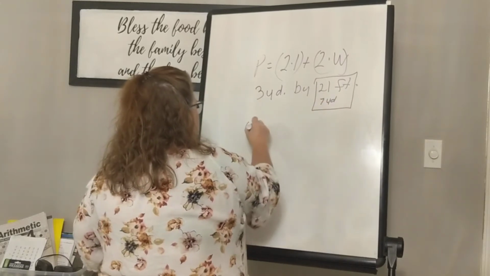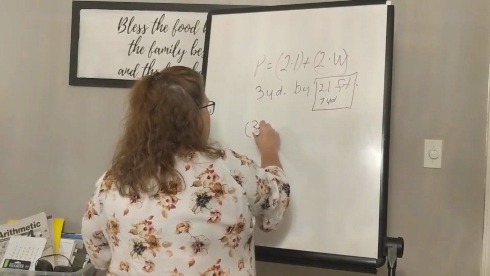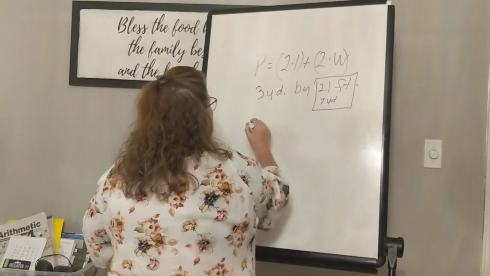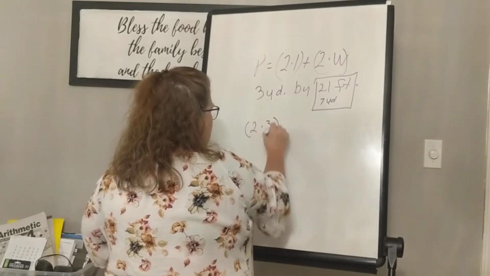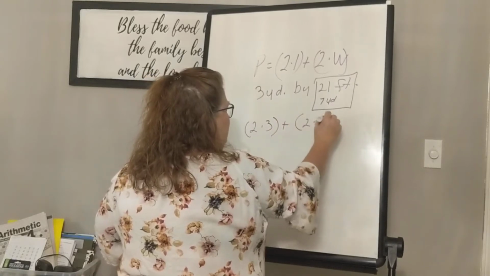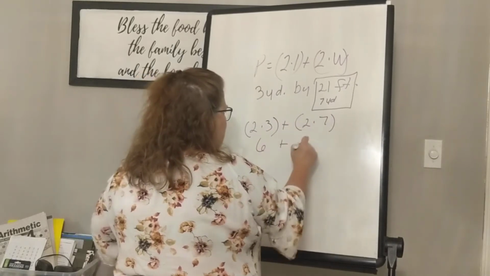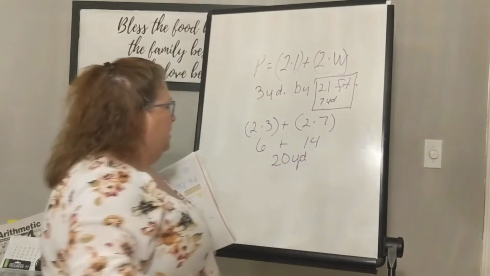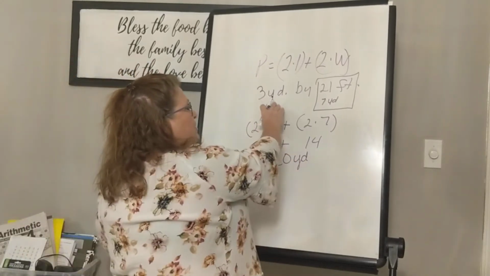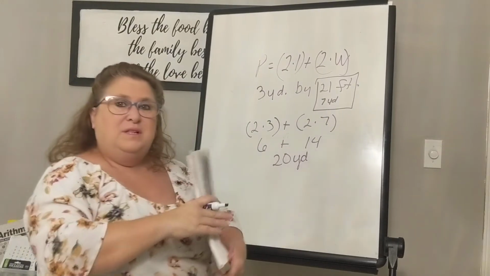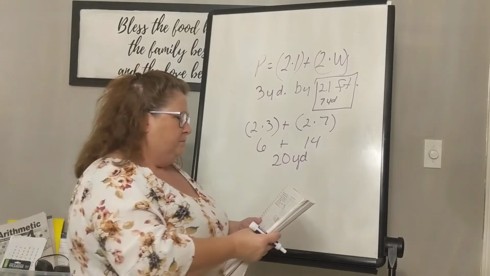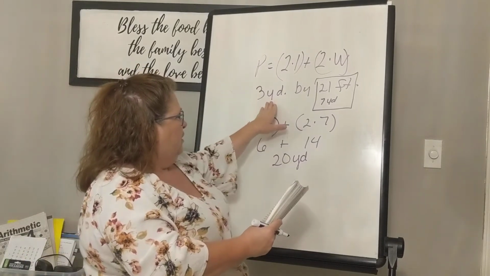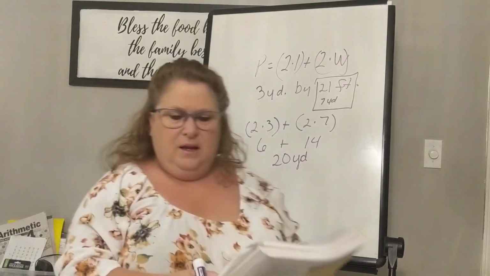Okay, so we have 2 times 3 plus 2 times 7. 2 times 3 is 6, 2 times 7 is 14. So we have 20 yards would be our answer. Now you could do it if you wanted to convert your yards to feet. You could do it that way as well, and you would come up with 60 feet. Okay, 20 if you're converting the feet to yards, and 60 if you're converting the yards to feet.